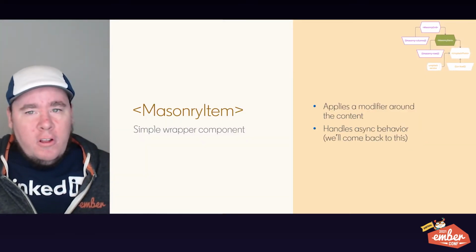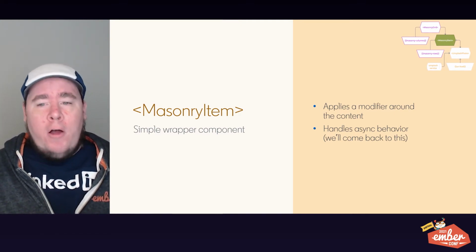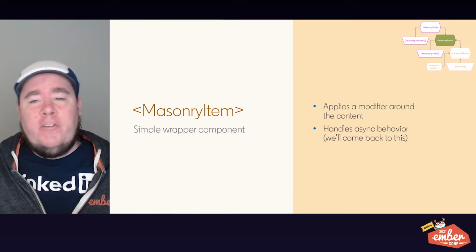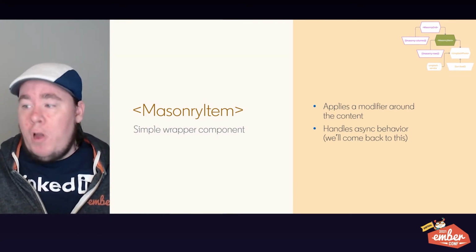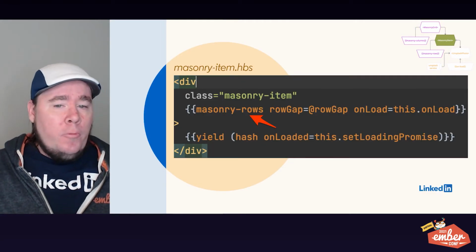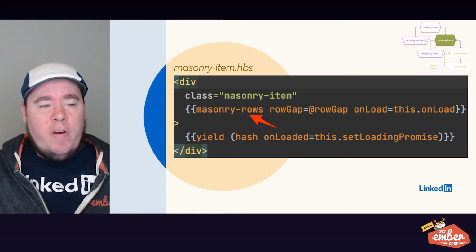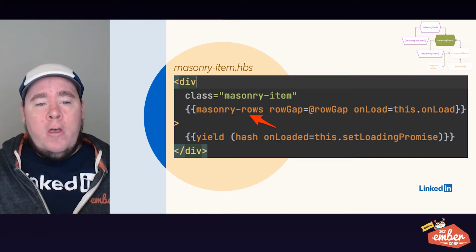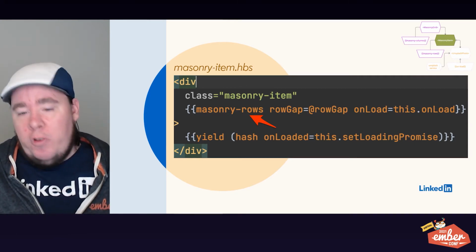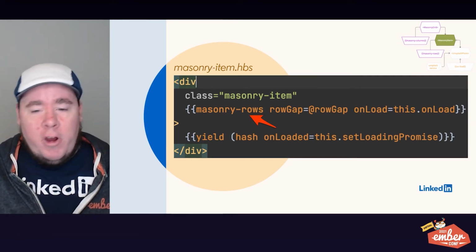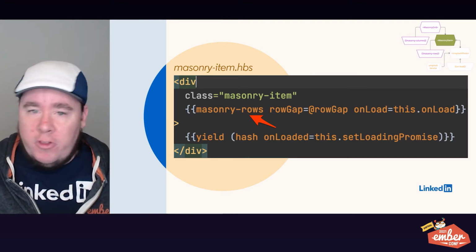So let's look at our masonry item component, which is really just a simple wrapper around the user's content. It applies a modifier to that wrapper, and it also handles some async behavior, which we'll come back to. So the template, again, is very simple. It applies this masonry rows modifier on our wrapper div. We pass the row gap in, and then we pass it a promise, which handles the async behavior. And then we're going to yield out an action to the consumer that also will get used for the async behavior that we'll cover later.